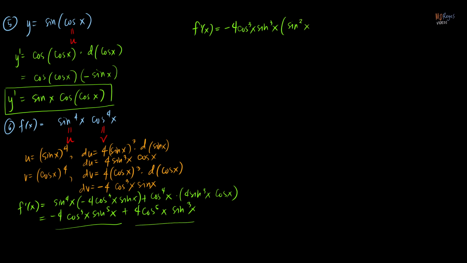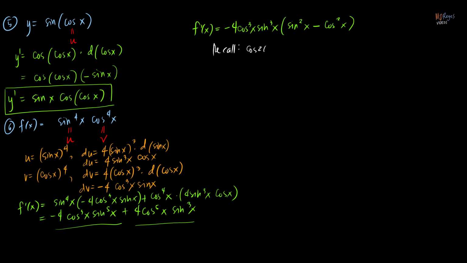So from the second term, factoring negative 4, we'll have minus here, and then factoring cosine cubed, we'll have cosine squared left. And sine cubed x is also factored out. So that's it. So let me just recall the double angle identity.